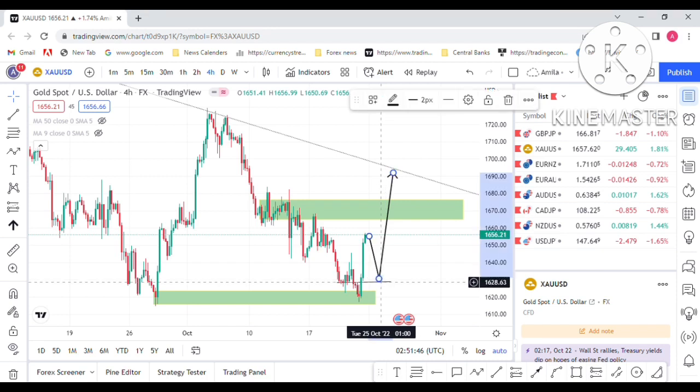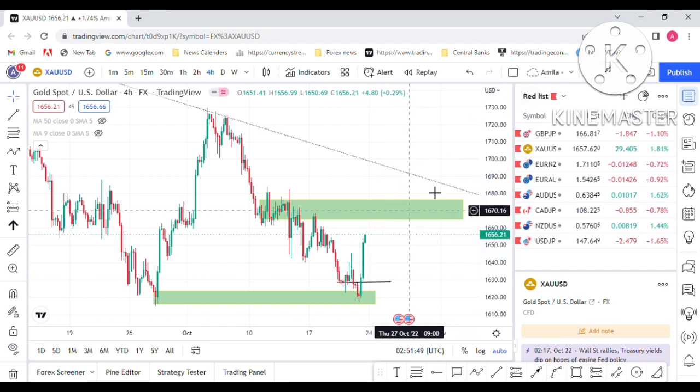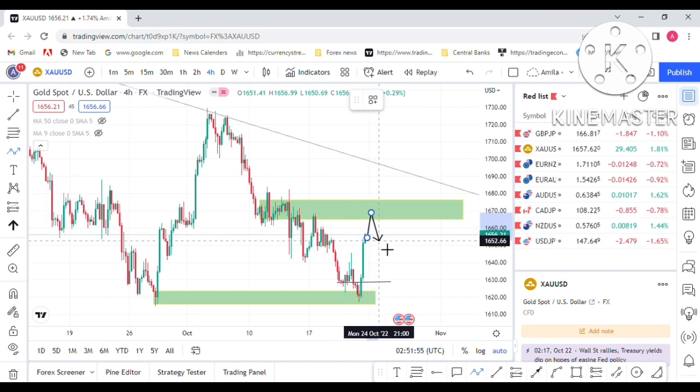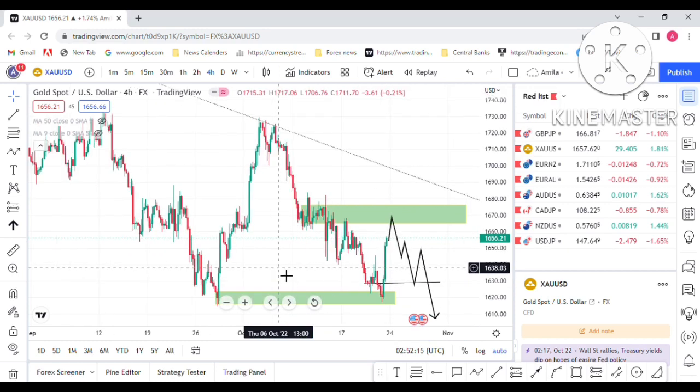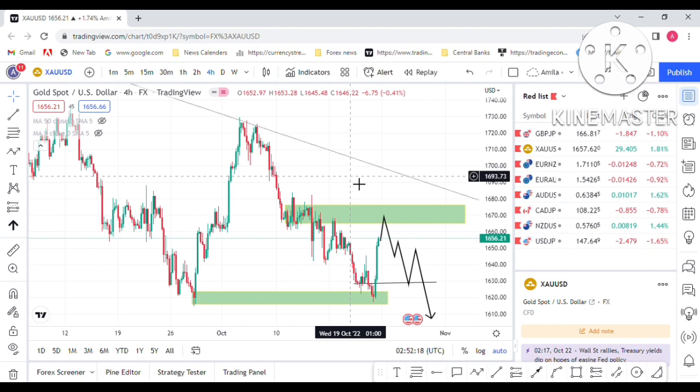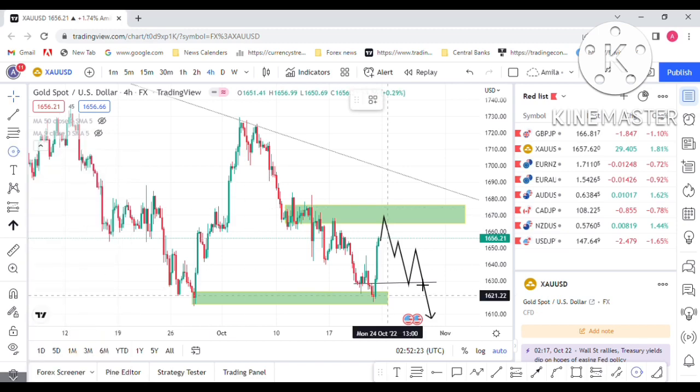That's the first one, and now we'll see my second opinion. Price goes to this sell zone, this green color sell zone, and drops like this to the QM buy zone. Price drops to this zone and again drops from below the sell zone. That's my second forecast. Price will drop from below the sell zone. That's the second one.